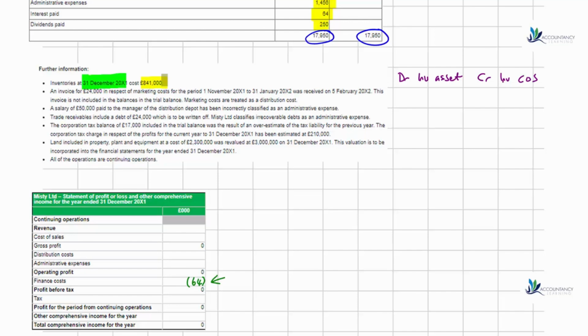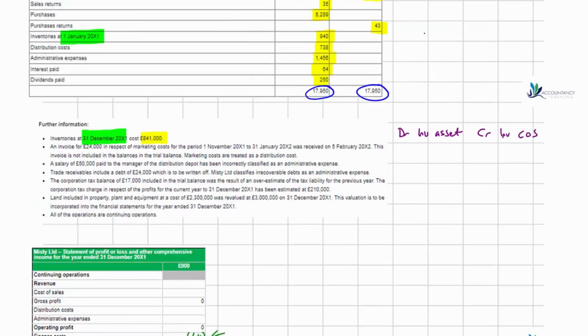Next, we have an invoice for 24,000 in respect of marketing costs for the period 1st November 20x1 to 31st of January 20x2. So notice that those two dates straddle our year end. It'd be useful for us to do perhaps a bit of a timeline to understand what's going on here. So we have our year to the end of December x1, and then we've got this invoice, and the invoice covers this period. So we can see that there are 2 months that are part of our accounting year, and there's 1 month that is after our accounting year.